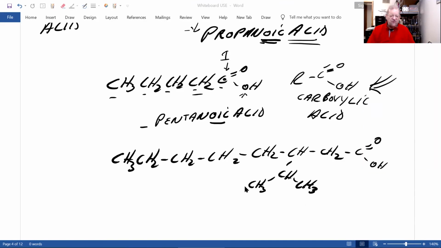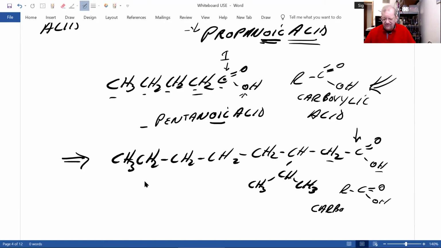And the question is, what's the IUPAC name for this compound right here? And what do we have that's different? Ooh, right here. Carbonyl, double bond to oxygen with a hydroxyl group, OH, on the same carbon. The carbon's here. And we have a carboxylic acid.